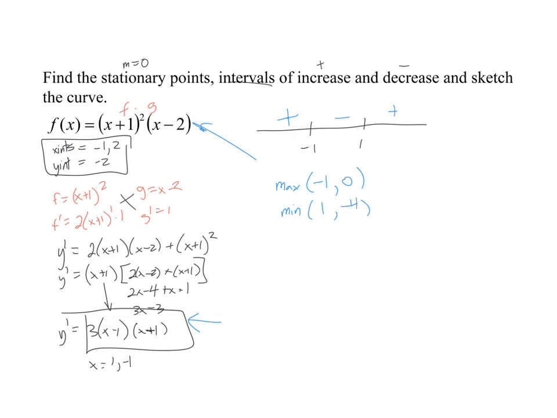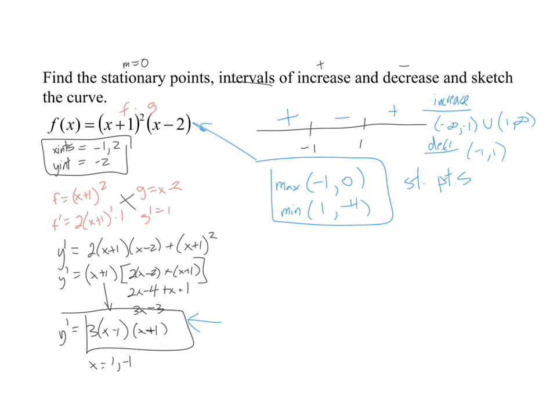So we should be good. We have everything figured out. So our stationary points, where our slope is 0, that's our 2 max and min locations. So there's our stationary points. Our intervals of increase and decrease, that would come from our number line. So we can see that our graph is increasing where the slope is positive, so that'll be from -infinity to -1, and from 1 to +infinity, and we're decreasing from -1 to 1.